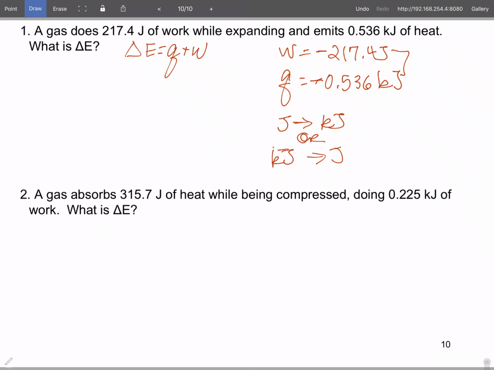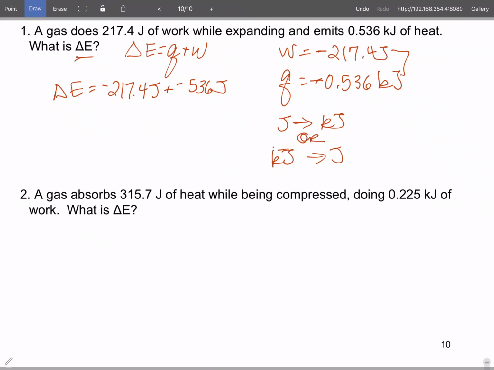So, if we're doing this in D2L on the quiz, and you will, I will specify what delta E is. Or if it's a multiple choice, I might not specify, and you have to figure out which one it is. But bottom line is they both have to be converted. Now, does it matter? No. So I'm going to take the easy way, and I'm going to convert them to joules. So work is negative 217.4 joules, and Q is negative 536 joules.